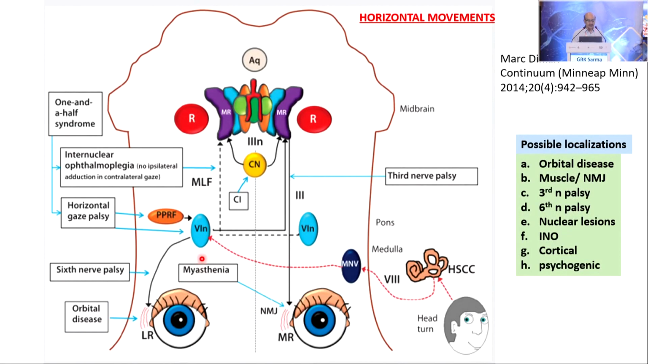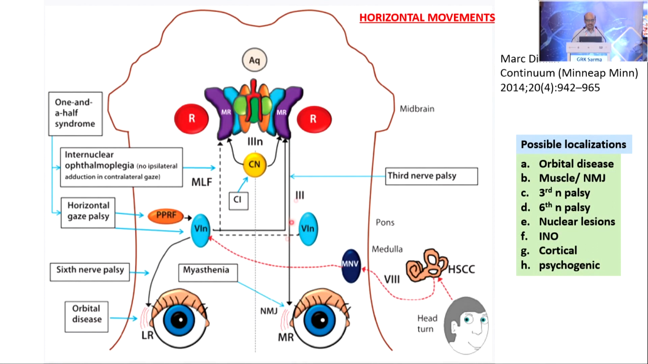abducens weakness. Same thing happens with PPRF, which has the excitatory burst neurons for the horizontal gaze. So in both these cases, you will get gaze palsy. And of course, with MLF lesions, you know that there is INO. And when these structures are too close to each other, you can get one and a half syndrome.